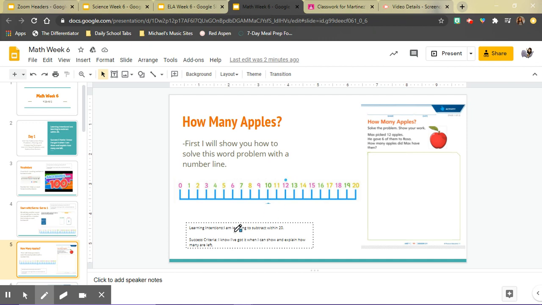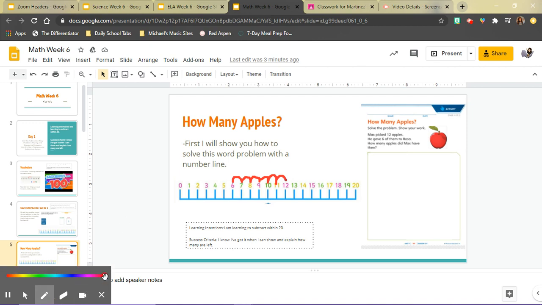He gave 6 of his apples to Rosa. So to show that, I'm going to draw little jumps, and I'm going to draw back 6 of them because that's how many he gave to Rosa. Can you count with me? 1, 2, 3, 4, 5, 6. And I know that those little jumps aren't perfect, but that's okay.